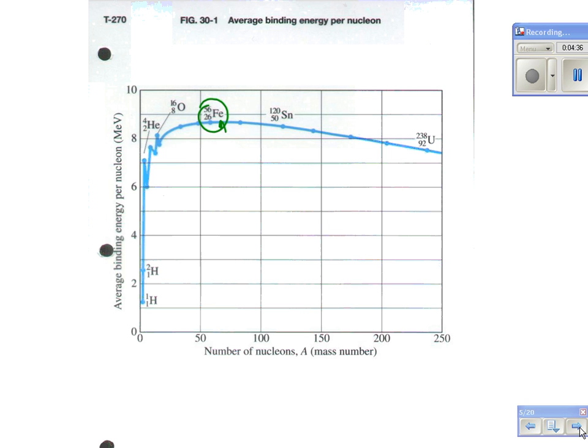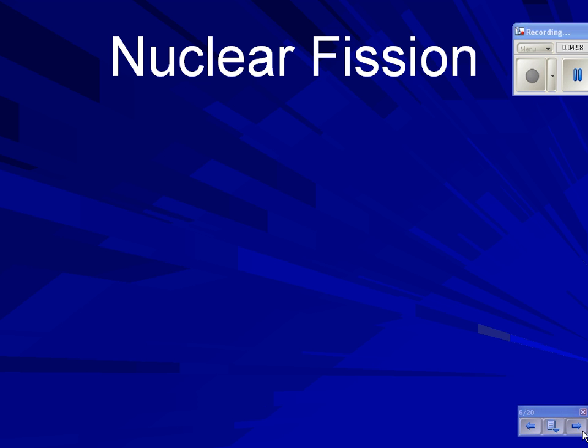And just a reminder that if we were to go this direction, taking bigger nuclei and making them smaller, energy would be released, and that would be fission. And if we are going this direction, taking smaller nuclei and globbing them together to make bigger ones, energy would be released, and that would be nuclear fusion. Let's start with the idea of fission.